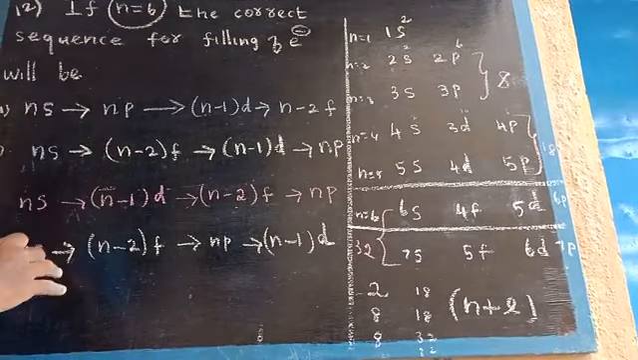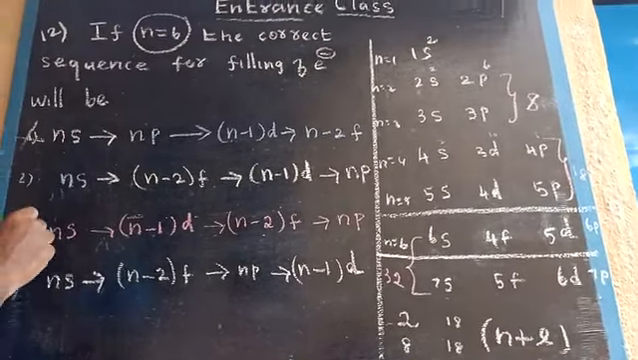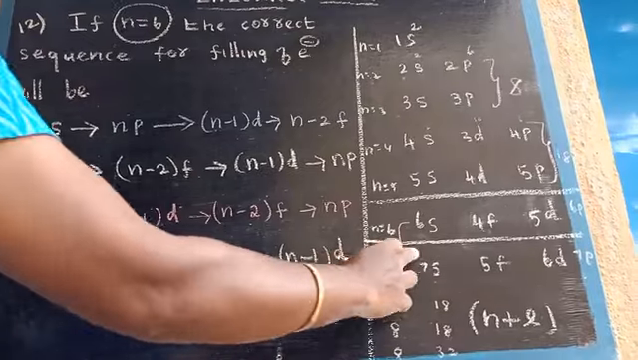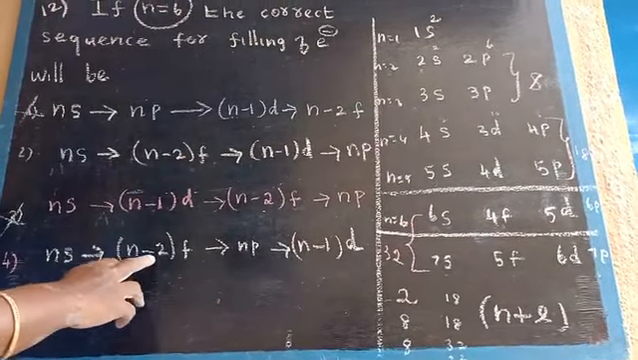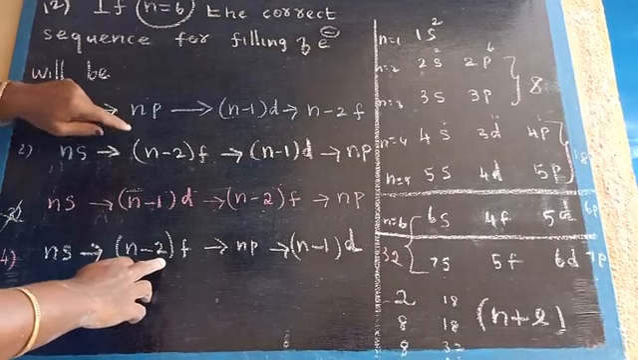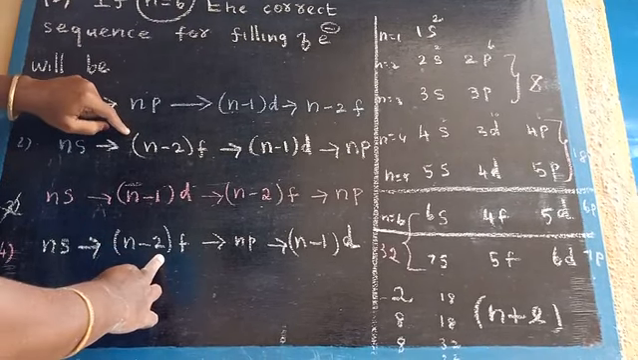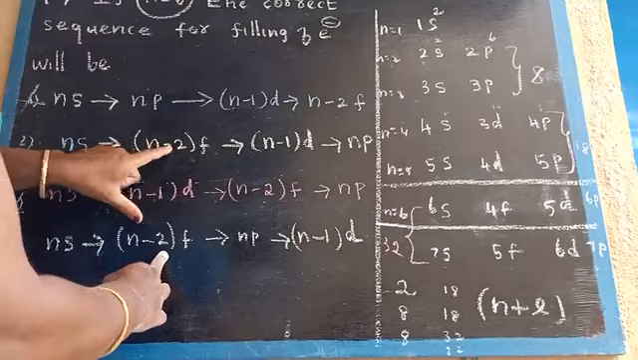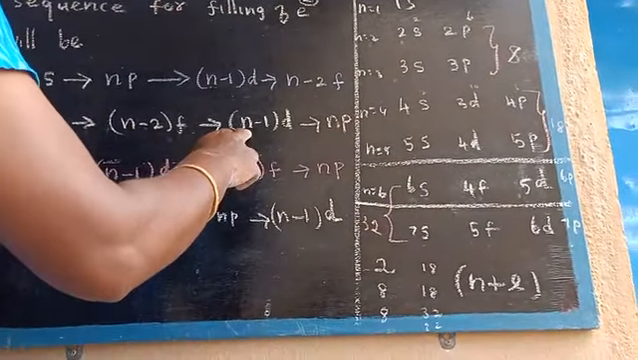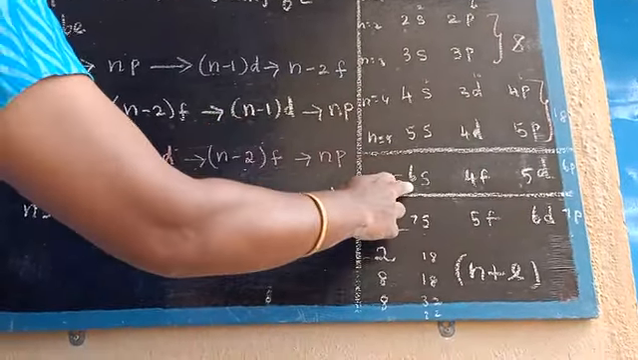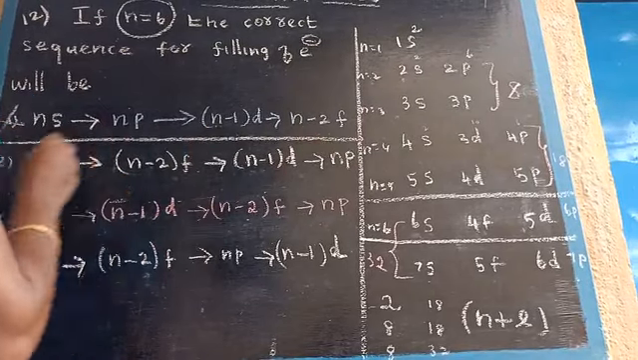So remaining, just leave it. 1 as well as 3 is wrong. Next after the 6 is f, so n minus 2f. Here n minus 2f, here also n minus 2f. Okay, children. So next, 5d. Here n value 6, so 6 minus 1, 5d. So the correct option, the second one, is the correct option.